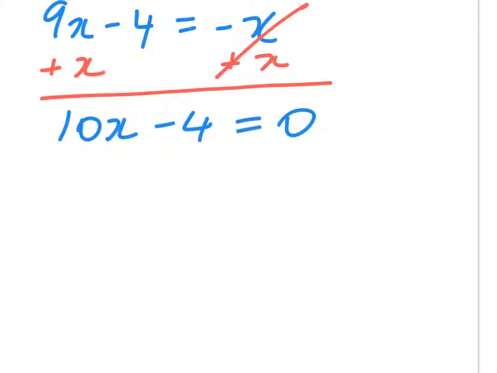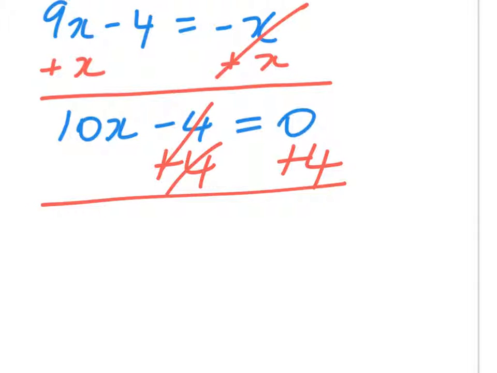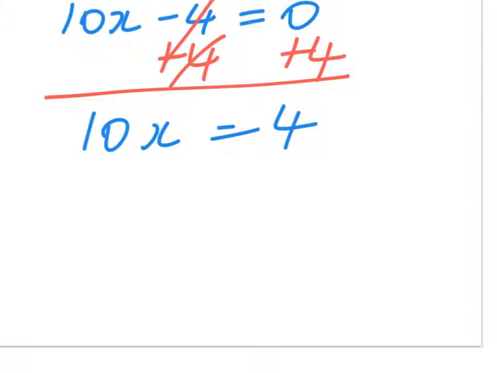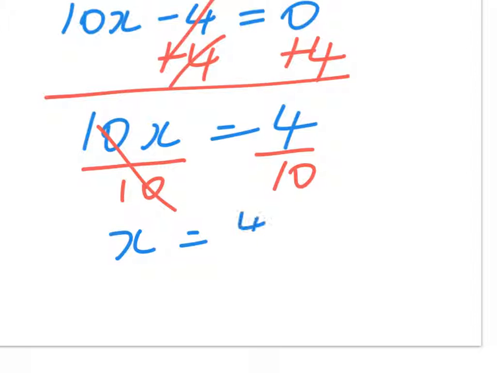So we're going to do the plus 4 on each side. So 10x equals 4. And then we divide by 10. So you're left with x equals 4 over 10, which is 2/5.